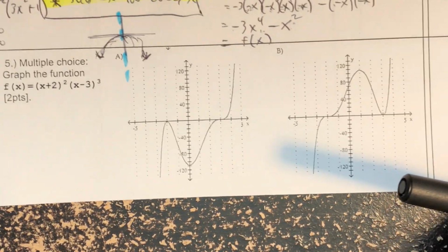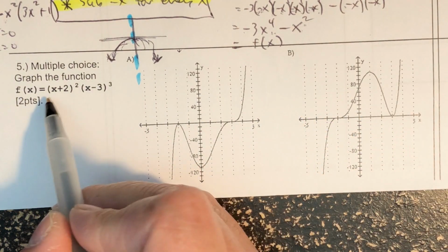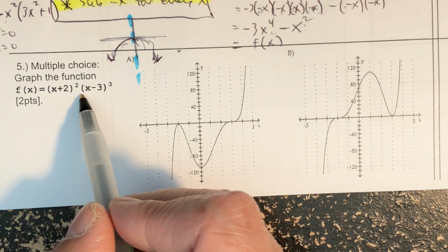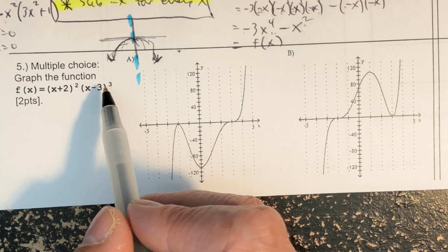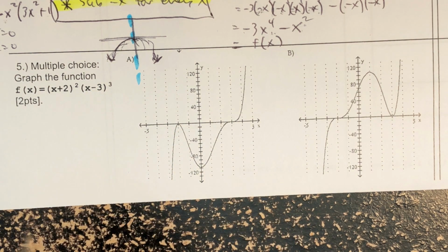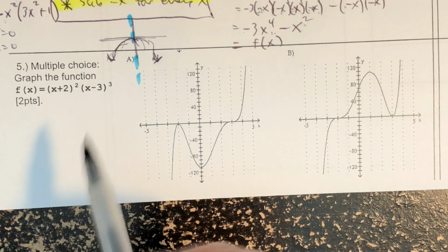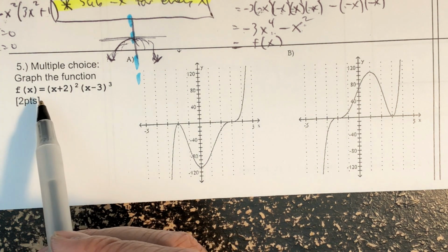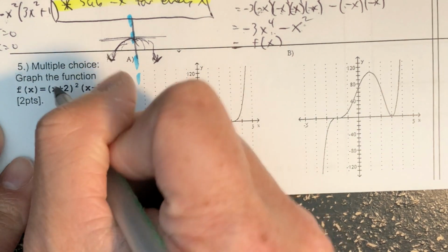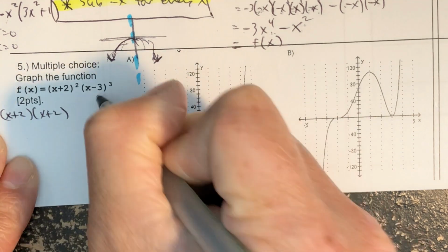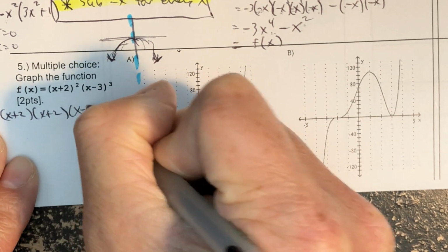All right, last question. Multiple choice. Graph the function x plus 2 squared times x minus 3 cubed. And what this problem is, a multiplicity problem. And what we did is if you set each of those equal to 0. Now I want to make sure I understand what, there's 3 of these. There's quantity 3, right?